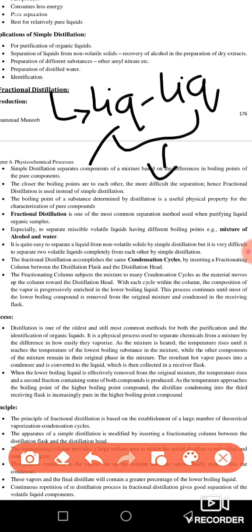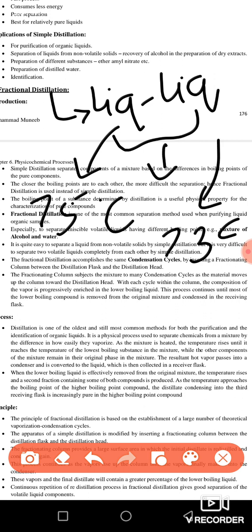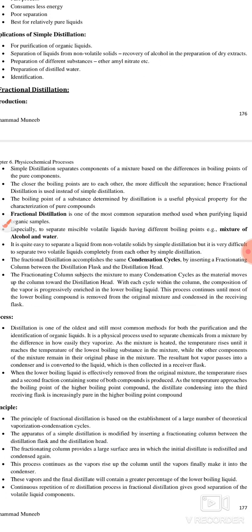For example, if one liquid has a 75-degree boiling point, then the other could have a 73-degree boiling point. Okay, so this can happen because they have very close boiling points, but fractional distillation gives you the advantage to separate them, whether they have the same or nearly the same boiling points.